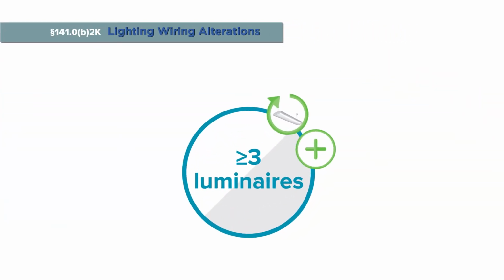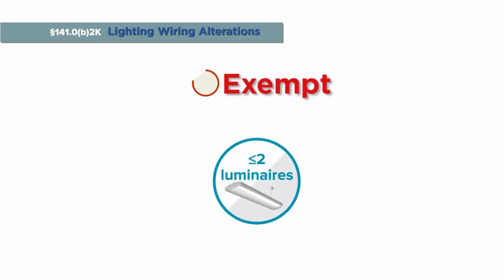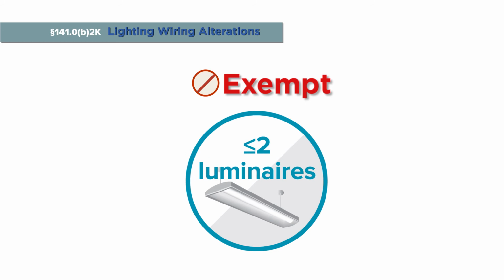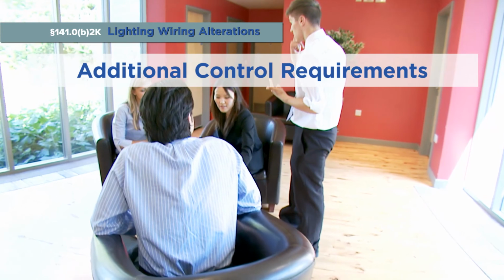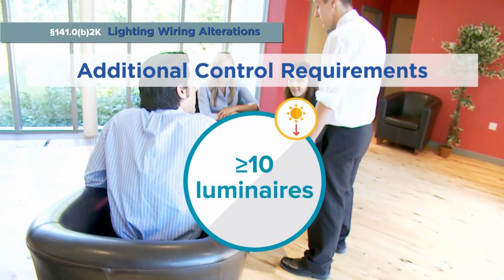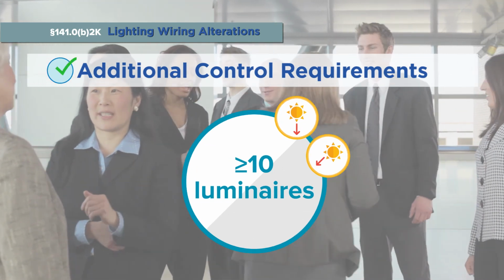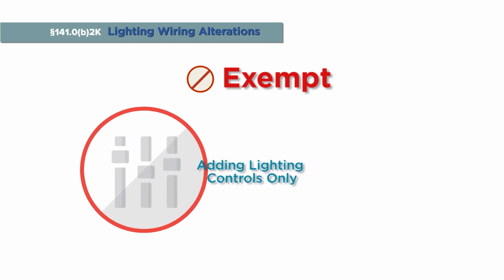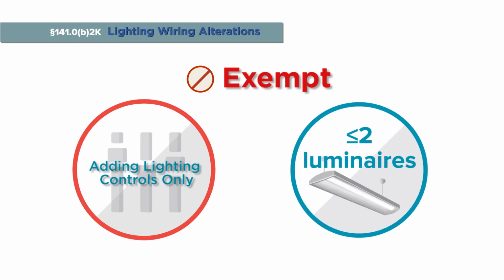Lighting wiring alterations which involve 3 or more luminaires must comply with Section 141.0B2K. Again, enclosed spaces with 2 or fewer luminaires are exempt. When the alteration includes 10 or more luminaires that provide general lighting within a primary sidelit daylit zone or a skylit daylit zone, additional daylighting control requirements apply. And as we stated before, projects that only add lighting controls to an existing system are exempt, as are projects that affect 2 or fewer luminaires in an enclosed space.